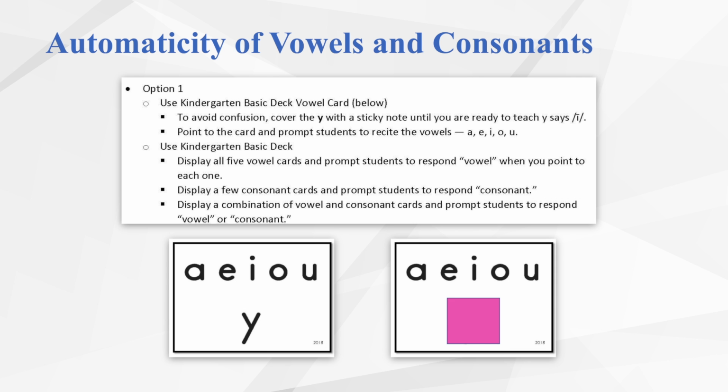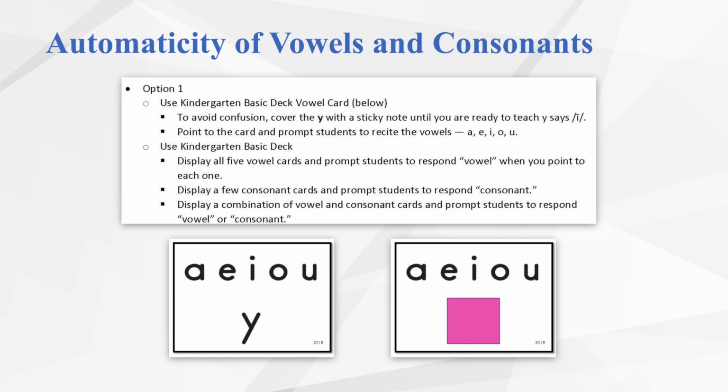On the screen is a visual to support students with recognizing the vowels. This card is K73 and is located in the kindergarten basic deck. You will want to cover the Y with a sticky note. The card on the right illustrates this. The reason you want to cover the Y is that we don't teach Y as a vowel until late second semester. You would display the card and orient the students to the term vowel, and that the vowels are A, E, I, O, U. Be sure to point to the vowels as you say them.